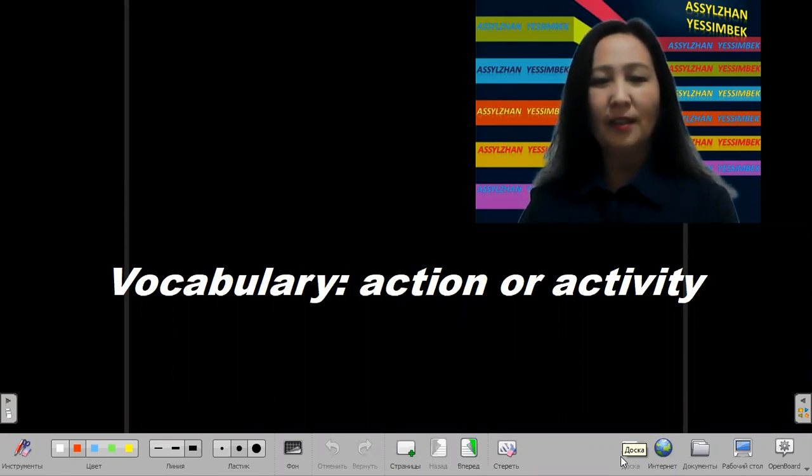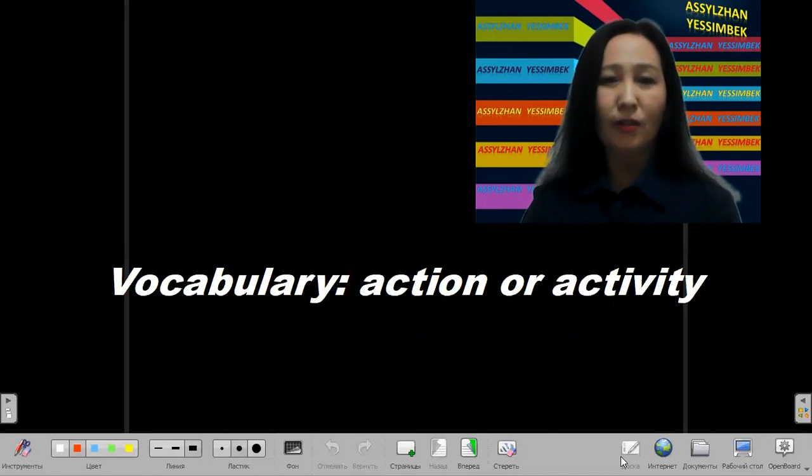Today's topic is vocabulary: action or activity. In this lesson, we will talk about the meanings of these words. If you Google, you can find such meanings. Activity is when you're busy doing something with no results. Action, on the contrary, is an act from which you will get a result.